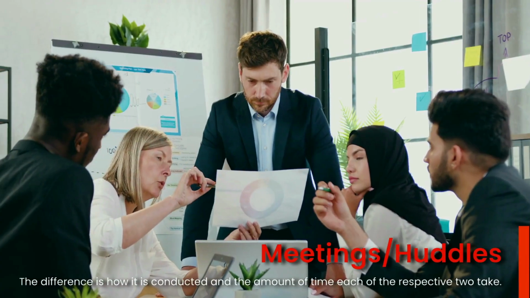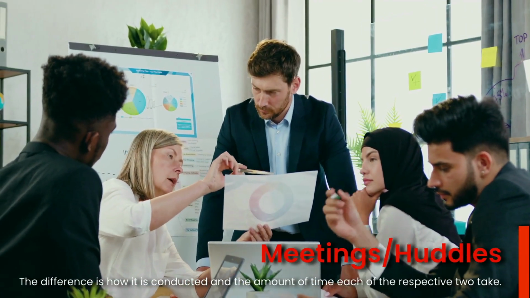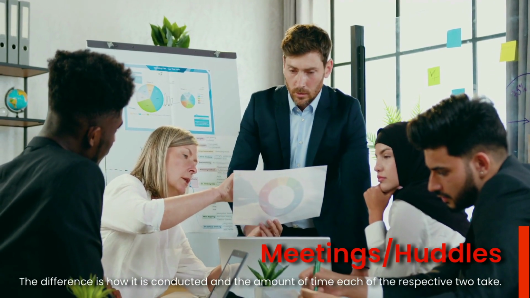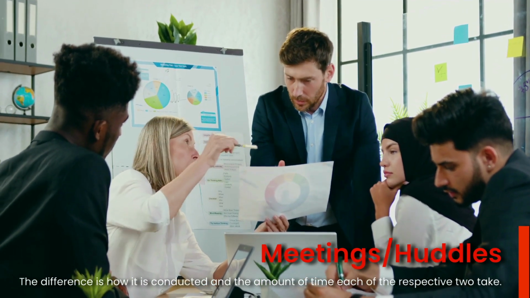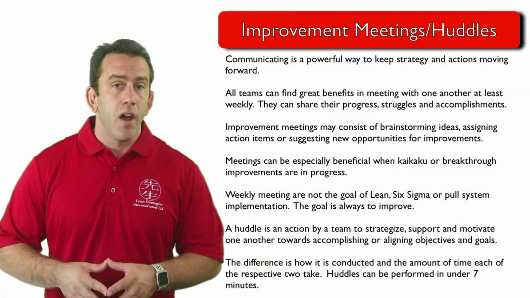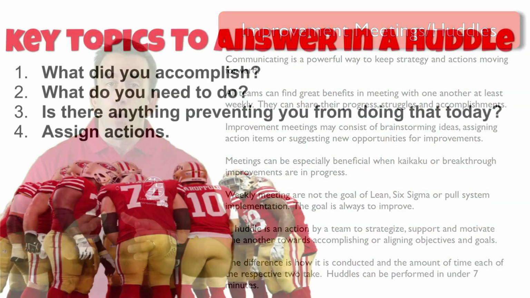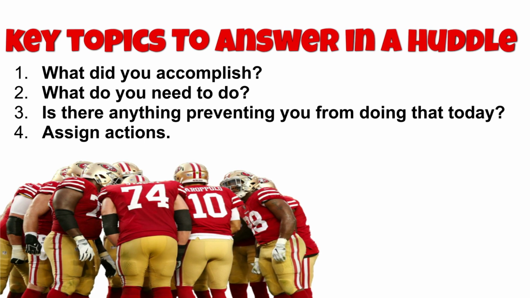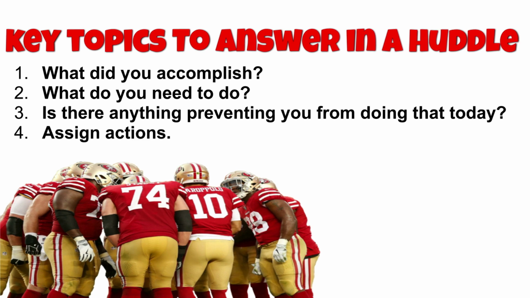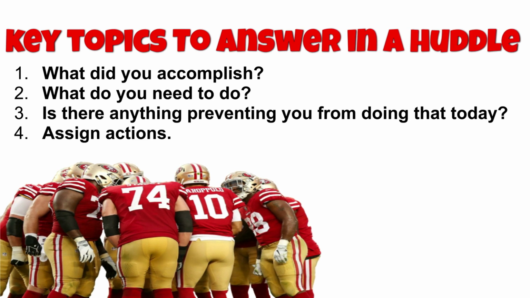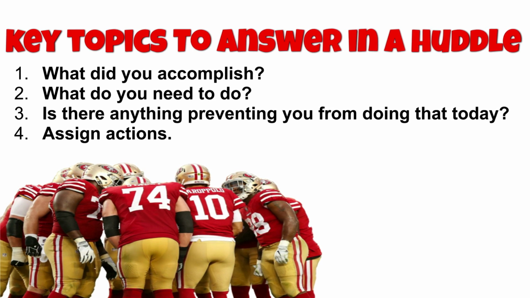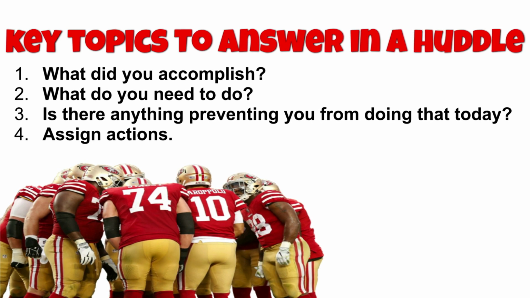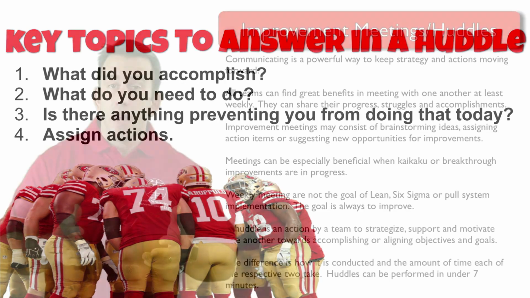The main difference between a huddle and a meeting is both how it is conducted and the amount of time the huddle takes compared to a meeting. Huddles can be performed in under 7 minutes. 4 key topics should be answered in a huddle. First, what did you accomplish? Next, what do you need to do? Then, is there anything preventing you from doing that today? And finally, assign actions. And that's it.